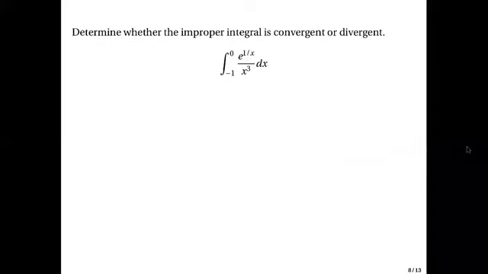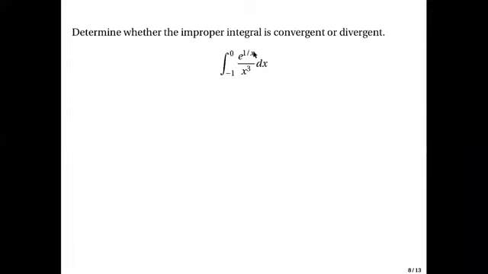Next problem here: determine whether the improper integral is convergent or divergent. The integral from -1 to 0 of e to the 1 over x cubed dx. This is improper because at x equals 0, we have a 0 denominator, and also a 0 denominator in this exponent.